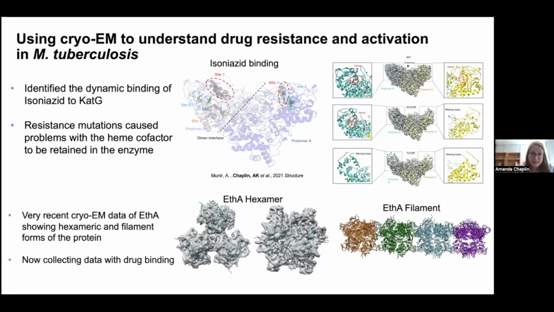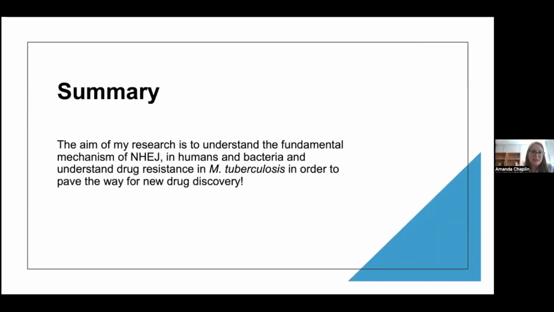And we're now collecting data looking at drug binding, and NADPH as well, because this protein has an FAD cofactor and NADPH. And we want to know, is this filament biologically relevant, which is what we always want to know. And just to summarize, the aim of my research is to understand the fundamental mechanism of NHEJ in humans and bacteria, and understand drug resistance in MTB in order to generate new ways of developing drugs in the future.